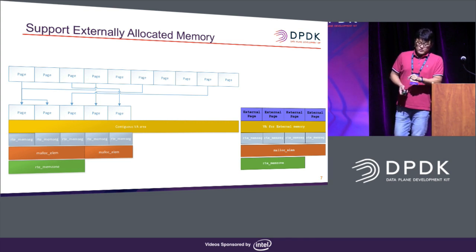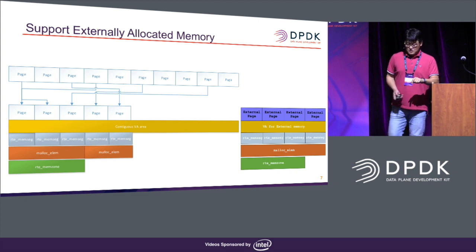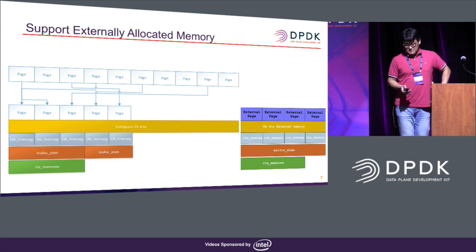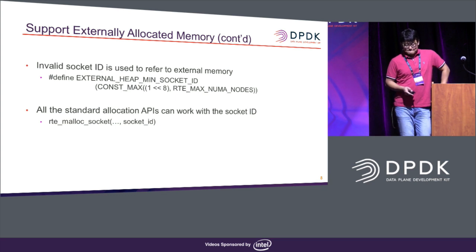And then, we want this to be the same as the memories managed by DPDK, meaning we want to use this kind of external allocated memory for the rte_malloc, mempool, and memzone, everything. So we want to have the same structure like this bottom, right? So Anatoly had a great idea about this.